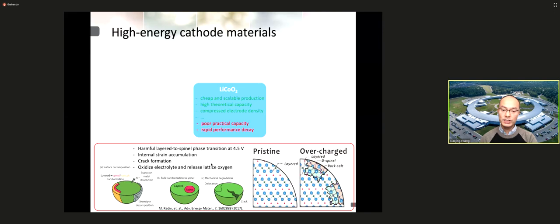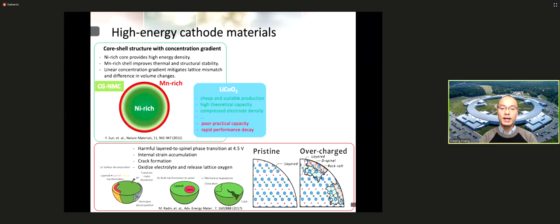So in order to solve this issue, a lot of methods were proposed, and working with our user facility, we explored two methods for solving this issue. The first method is to create a core-shell structure with a manganese-rich shell to improve the stability, and with a nickel-rich core to provide high energy density.